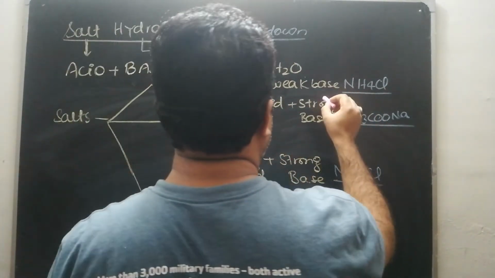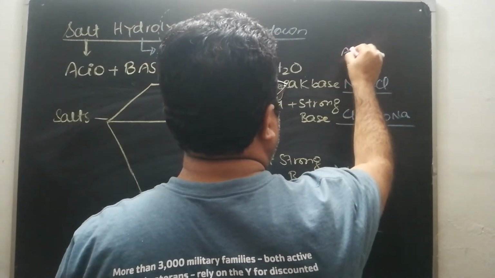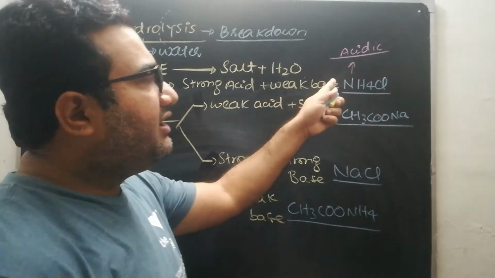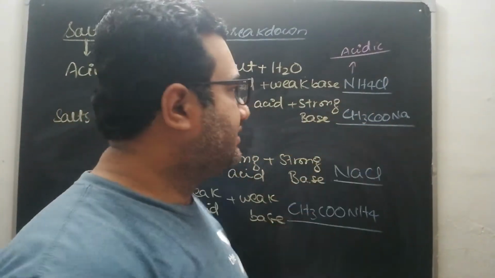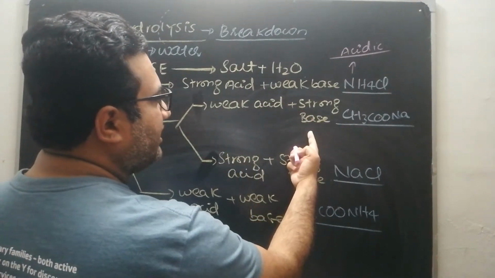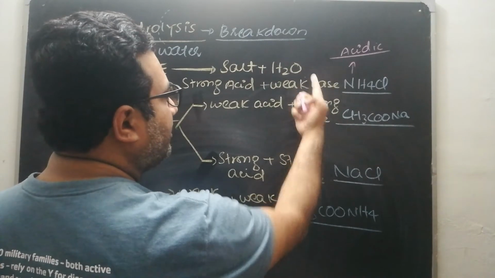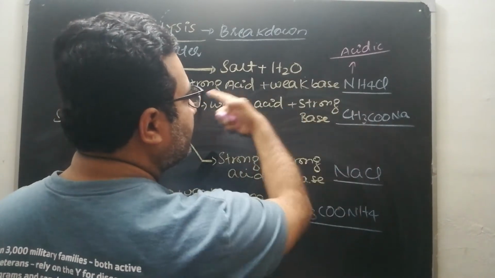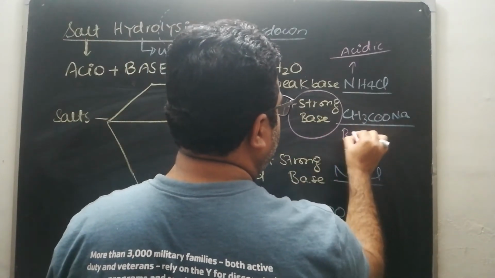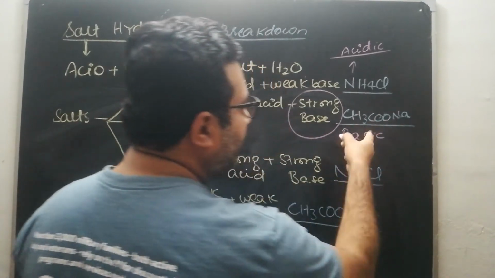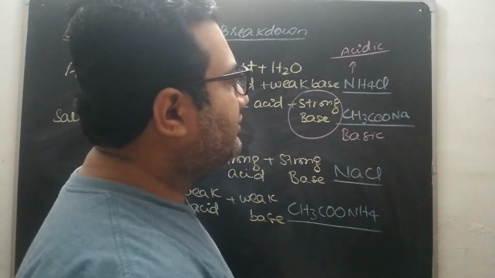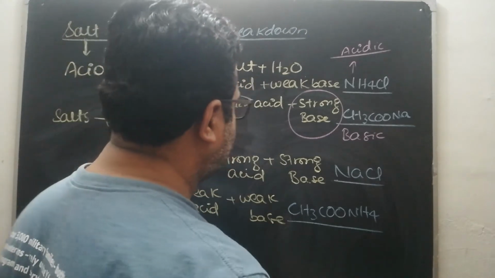So this salt should be an acidic salt. It means when this salt dissolves in water, it will form an acidic solution. Now this is a salt which is produced by the reaction of weak acid and strong base. So when this salt reacts with water, it will again produce the same species from which it is produced. It means strong base will be produced, so this salt will be a basic salt, and the pH of its aqueous solution should be greater than 7. And the pH of the aqueous solution of ammonium chloride should be less than 7.